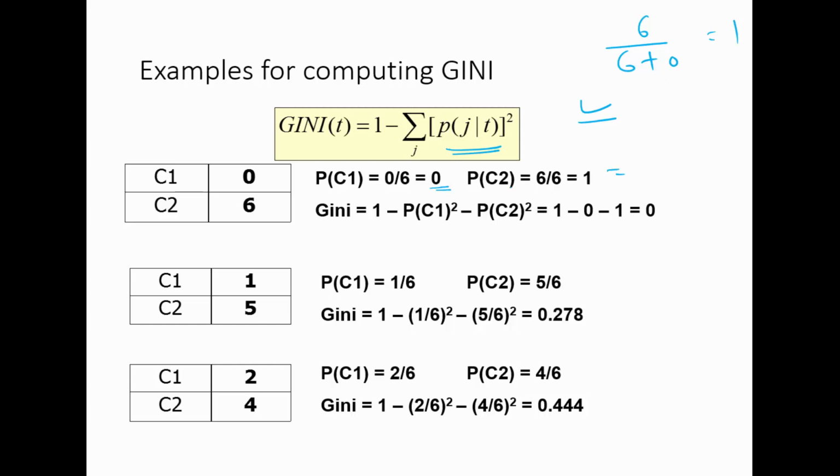So how you calculate Gini is nothing but 1 minus the probability of C1 squared, and then the probability of C2 squared, and that's nothing but 0. Okay, that's a very good Gini, right? Close to 0 is better. You come here and calculate in a similar way: 1 by 6, then 5 by 6, and then 1 minus (1 by 6) squared minus (5 by 6) squared, and it comes out to 0.278. So you know how to calculate.